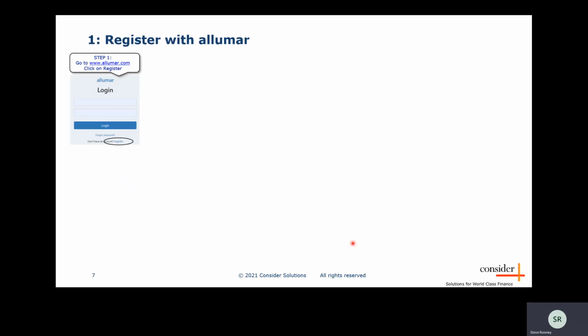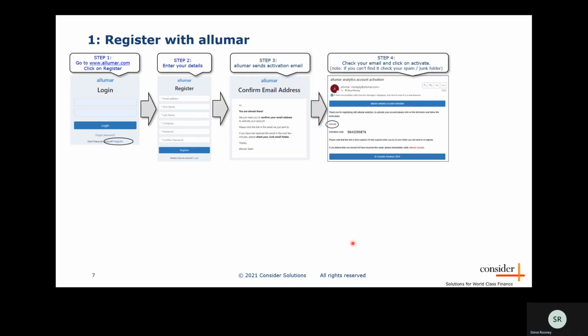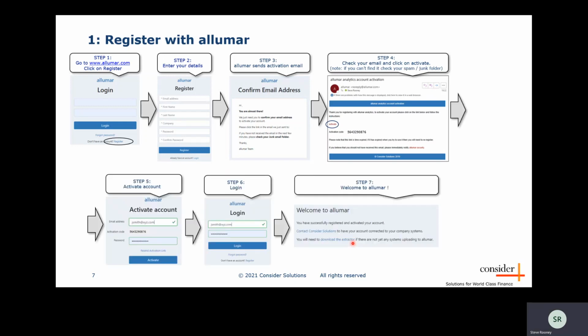So to register, go to allumar.com and click on register. Enter your details. Allumar will send you an activation email. Go to your email and click on activate. Confirm the activation, log in, and allumar will show its welcome to allumar message. And on there will be a link to download the extractor.